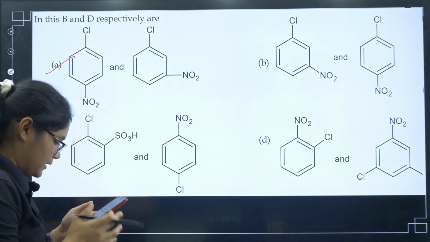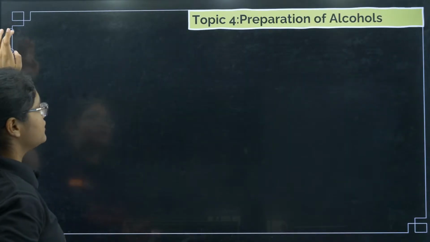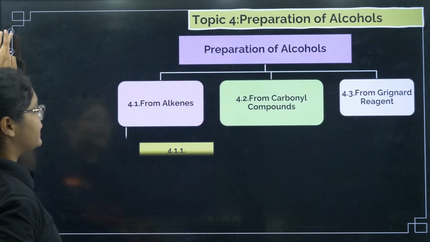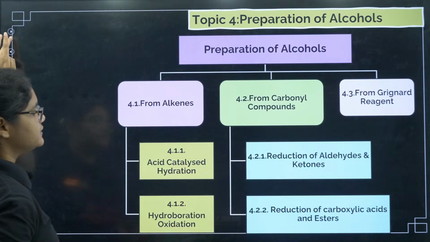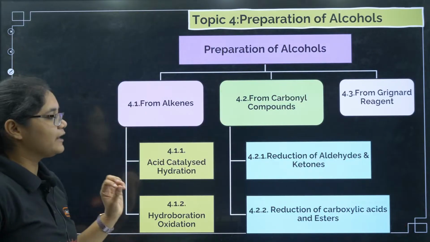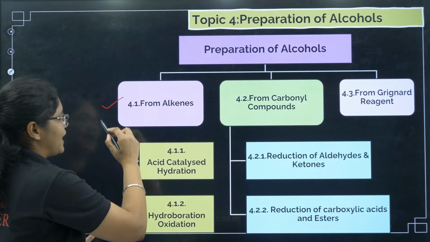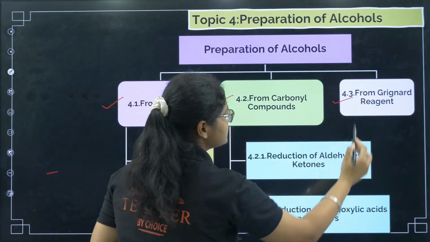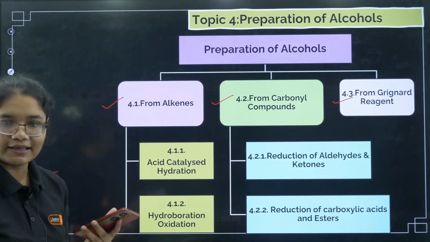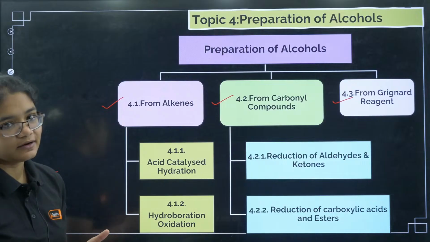Clear? Okay. Next, moving to alcohols, phenols and ethers. Quickly let us see how we can prepare alcohols. We can prepare them from alkenes, from carbonyl compounds and from Grignard reagent.